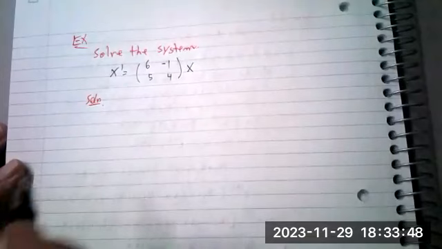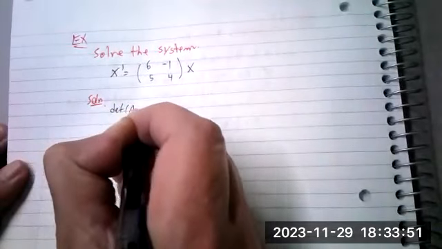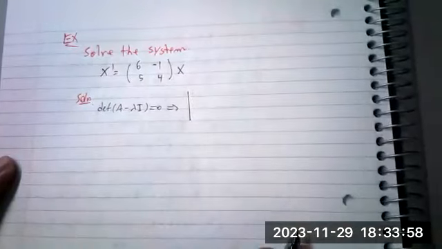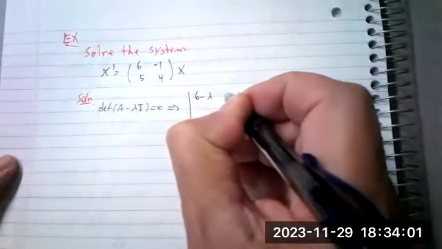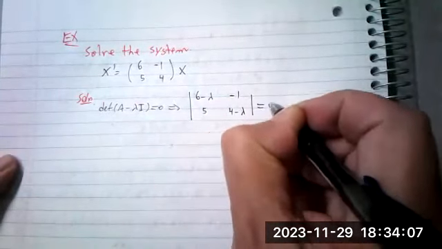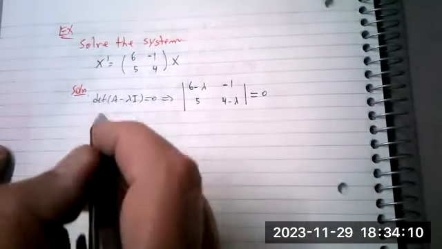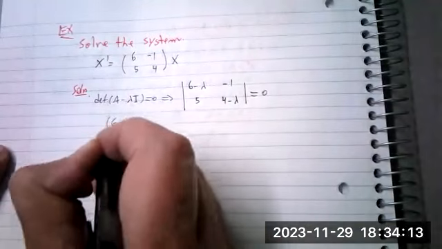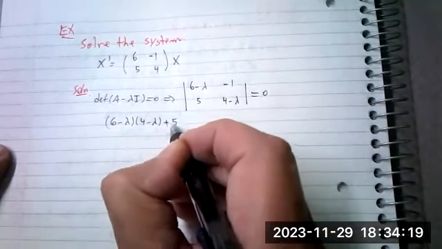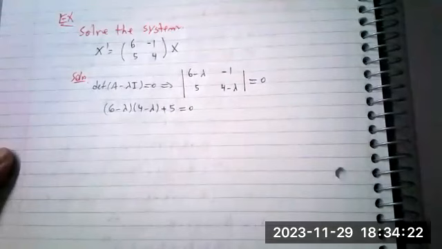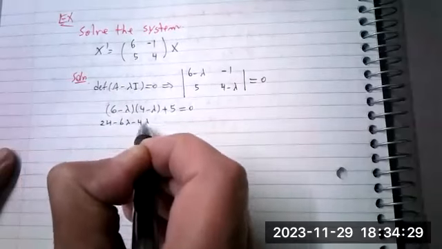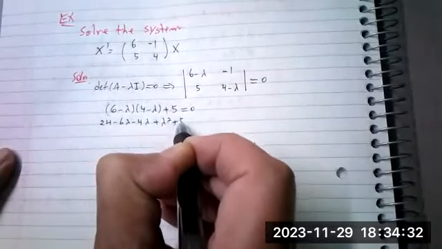Okay, so form the characteristic equation. Determinant of A minus lambda I equal to 0. So that gives you the determinant of this matrix: 6 minus lambda, -1, 5, 4 minus lambda equals 0. Find the determinant, cross multiply: 6 minus lambda times 4 minus lambda, minus the -5, so that would be a positive 5, equal to 0. Expand it. So that gives you 24 minus 6 lambda minus 4 lambda plus lambda squared plus 5 equal to 0.